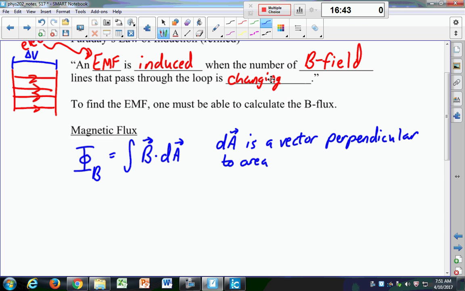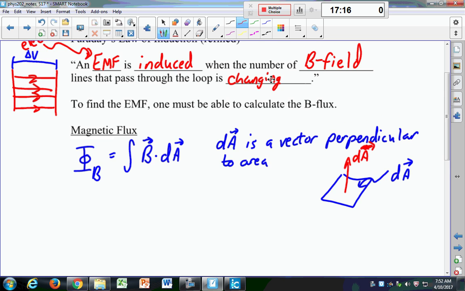But anyway, dA is a vector perpendicular to the area. So remember, if we have a little segment of area, I call this dA. The vector dA is perpendicular to that surface. Yes, y'all remember? We had that in chapter 0, chapter 1.5, and then somewhere else, I forget. But we'll need to know how to calculate the flux again.